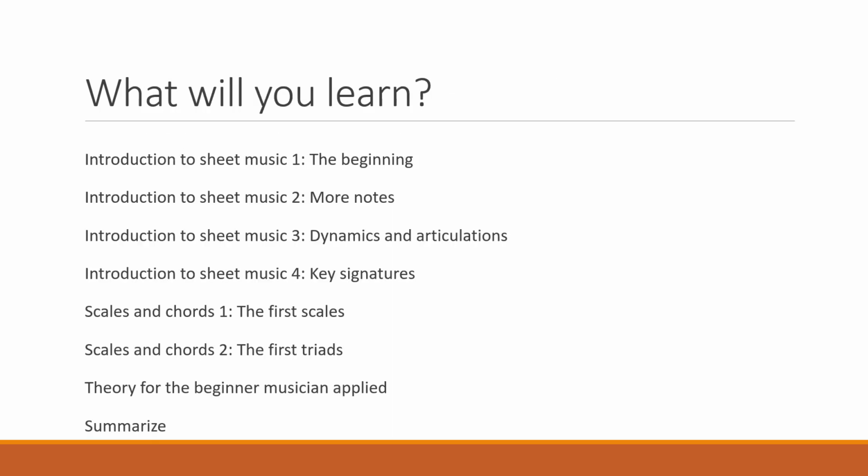So what will we learn in this course? This course is built up in chapters, and there are 8 chapters. There are 4 on introduction to sheet music, where we will learn the most basic things about how sheet music works. So how do we name the notes? What are flats and sharps? What are dotted notes? How do we define pitch and rhythm? How do we find articulations, dynamics and repeat signs? What is a key signature? All those things are what you will find in regular sheet music for whatever instrument you play.